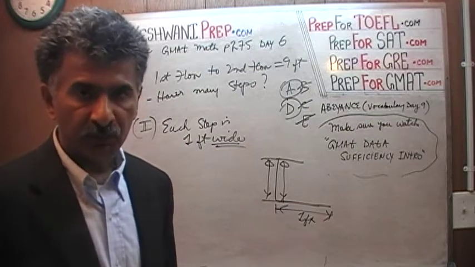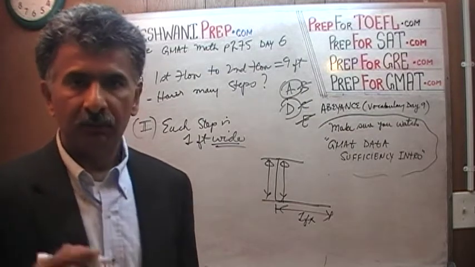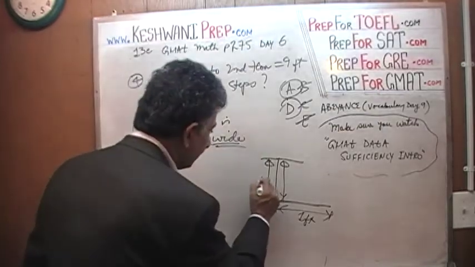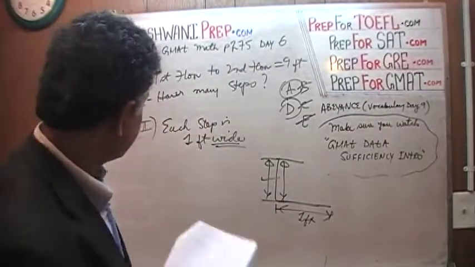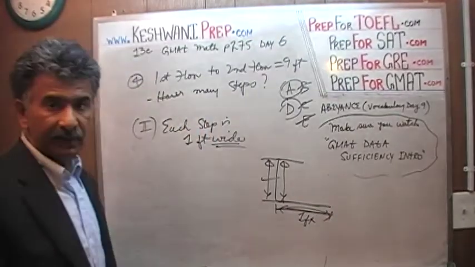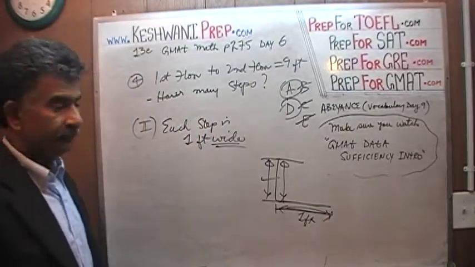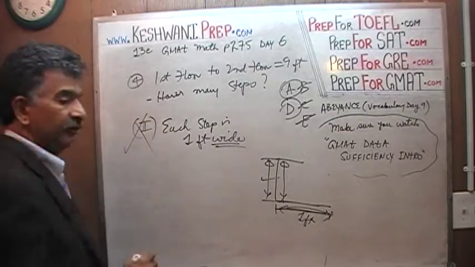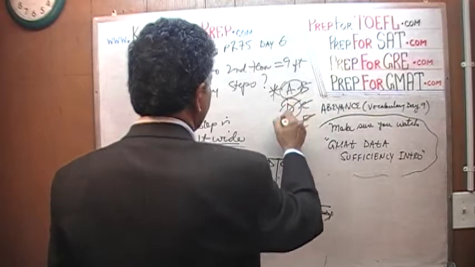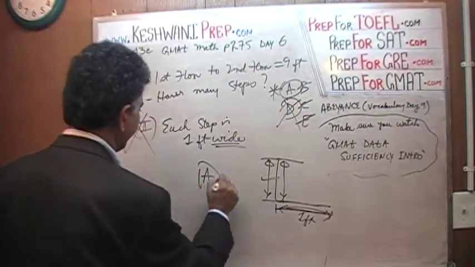In order for us to be able to answer how many steps there are in two floors which are 9 feet apart, we need to know this height, which is what the first statement gave us. Second statement doesn't do anything. Knowing how wide the step is, it's not going to tell us how many steps there are. This is worthless information. It doesn't do any good. The answer is A. It's not D. The answer is A.